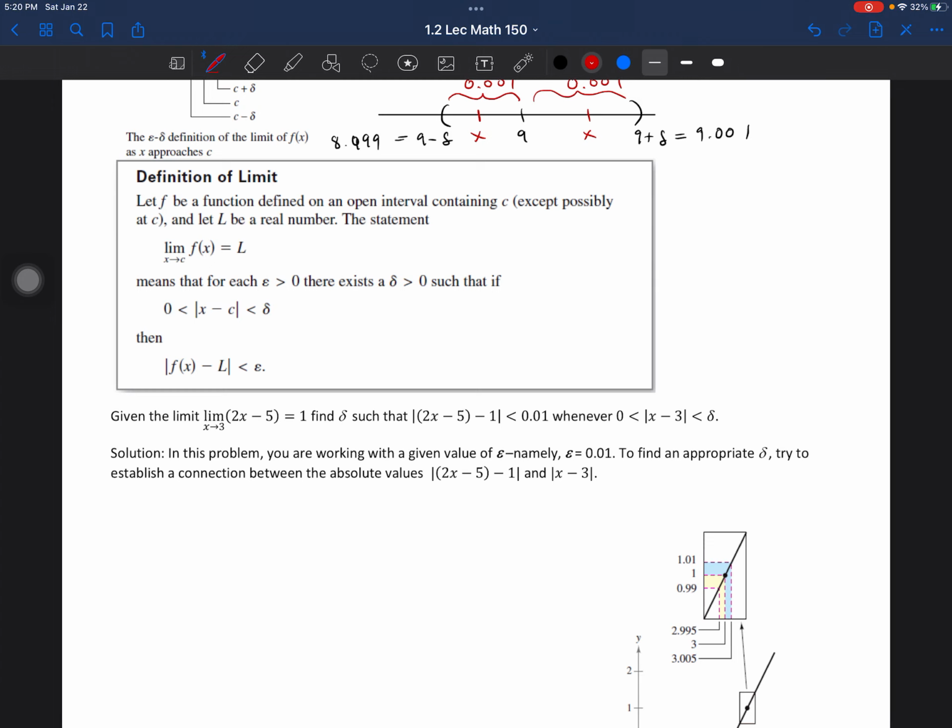and the actual definition of a limit is written in this form. If f is a function defined on an open interval containing c, except possibly at c, and let L be a real number, then the statement the limit of f of x equals L as x approaches c means that for any epsilon greater than 0, you can find a delta greater than 0, such that if the absolute difference of x and c is less than delta, this will imply that the absolute difference of f of x and L must be smaller than epsilon. Okay, so what does this mean?